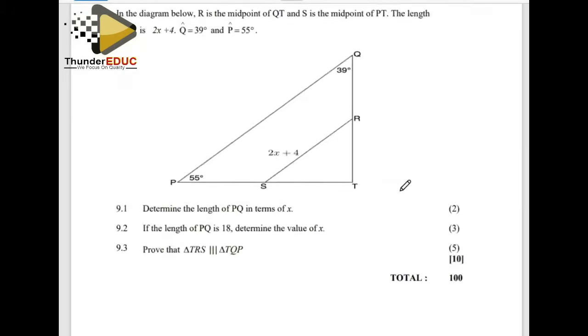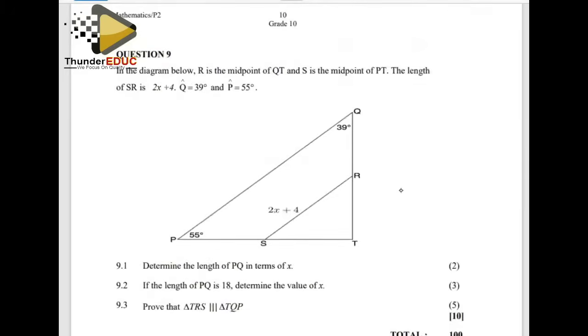All right, question number 9. In the diagram below, R is the midpoint of QT, and S is the midpoint of PT. The length of SR is given as 2x plus 4. Q is 39, and this is 55. Determine the length of PQ. Determine the length of PQ in terms of what? In terms of x.